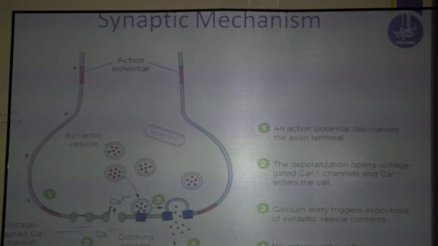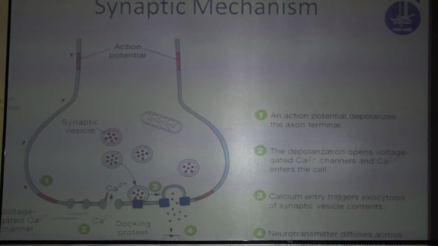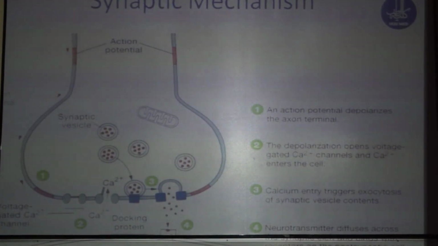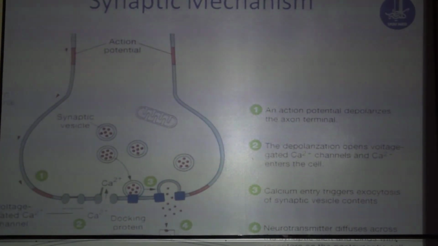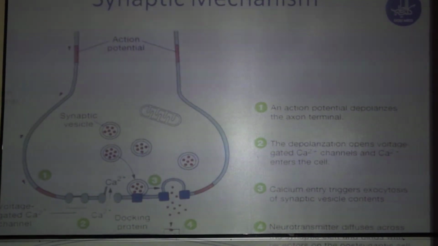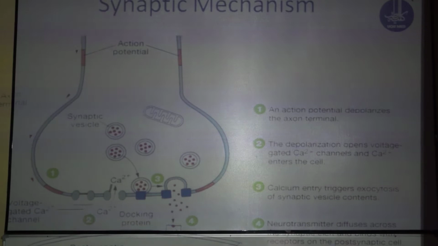Now, what is this? Same thing. Synaptic vesicles, they are broken down. Number 1, how this synaptic transmission occurs. Number 1, the action potential depolarizes the axon terminal. Number 2, the depolarization opens the voltage-gated calcium channels and calcium goes into the cell.